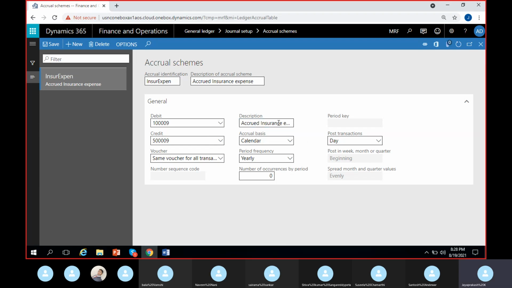It's monthly. I can give here accrued insurance expense monthly. So then I can select accrual basis on the basis of calendar or fiscal calendar or any other allocation key. Calendar means normally January to December calendar. Fiscal calendar means your unique fiscal calendar. So your unique fiscal calendar can start from any month and end at any month, right?